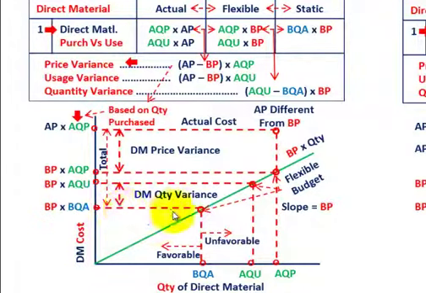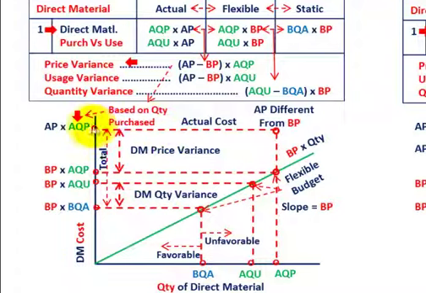the first thing we have, based on our budgeted quantity allowed, is based on the budgeted price. So that comes off our static budget up here. And then our next point is the actual quantity used times the budgeted price. That comes off our flexible budget up here. And then we have the actual quantity purchased times the budgeted price. That's also coming off our flexible budget.